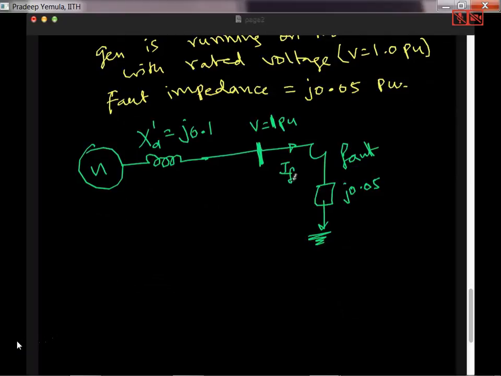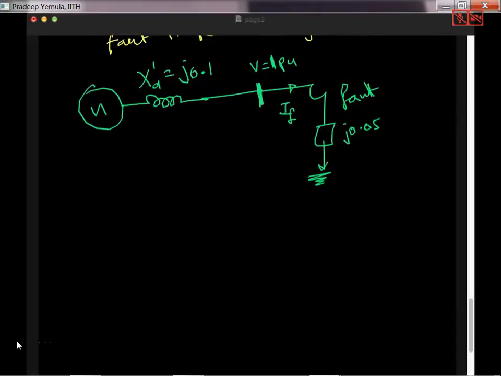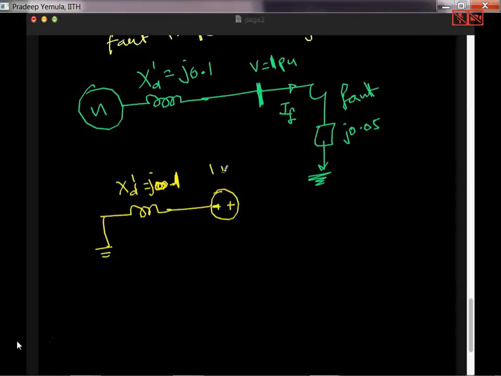So what is I_F? The theory behind solving this comes from Thevenin's network. You short circuit this generator, that means you replace the generator by a simple short circuit. Then here I have X_d dash, that is j0.1. Then the pre-fault voltage, whatever it is, you put as a voltage source in this direction, 1 per unit, and finally this impedance j0.05 is there.